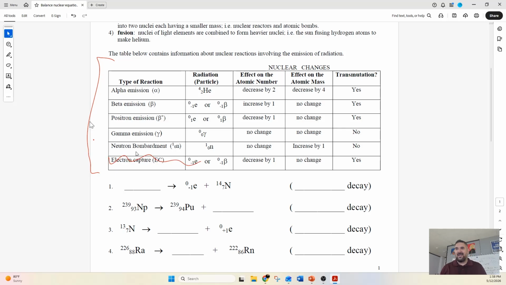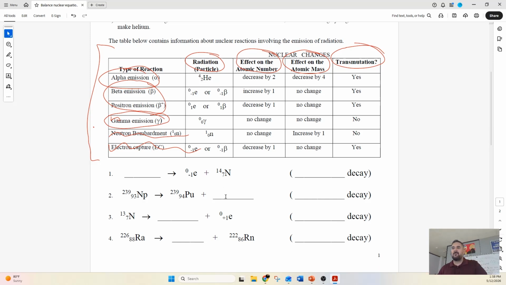So just know you are not tested on electron capture or neutron bombardment. You are tested on gamma, so this one you definitely want to know. And then positron and beta, we call both of these beta, and then here's alpha right here. It tells you what the particle looks like, its effect on atomic number, its effect on atomic mass, and whether the element changes once it undergoes that kind of decay. So all of that information is right there for you.